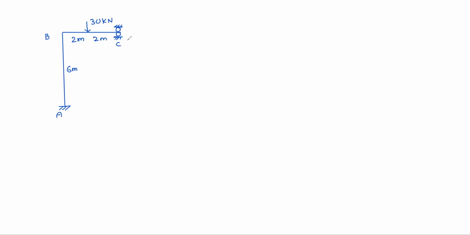To analyze these, first we will fix at B and C. So by fixing B and C, we get fixed moments. 30 into 4 by 8, that is 15 and 15. 15 anti-clockwise and 15 clockwise. Fixed moments we will get.